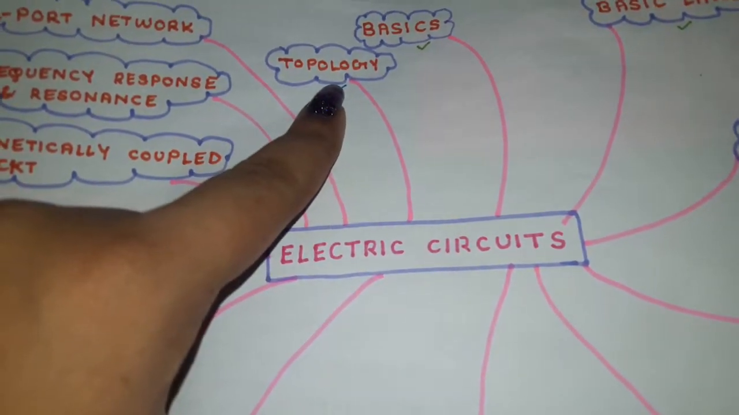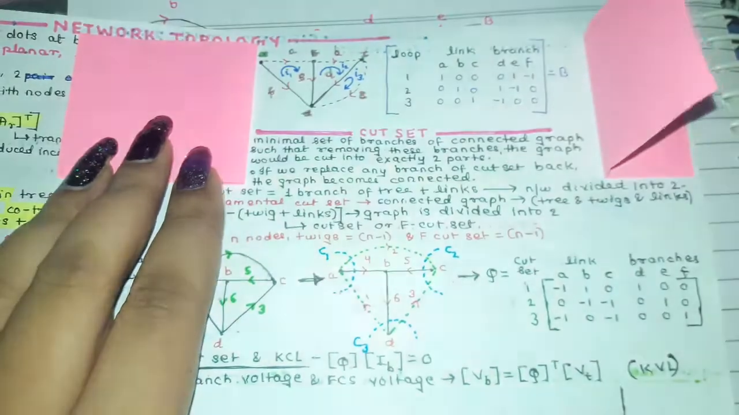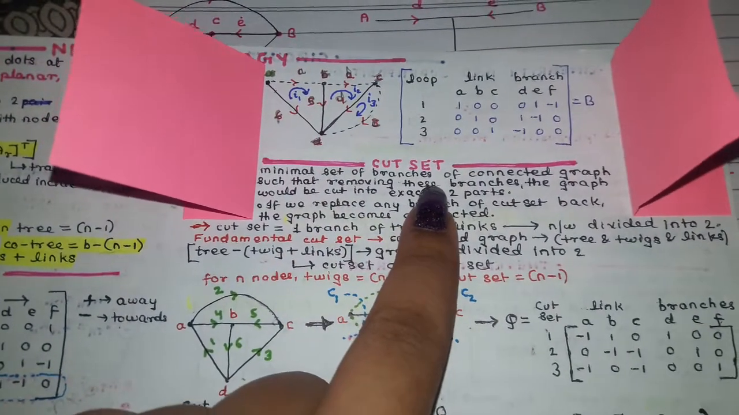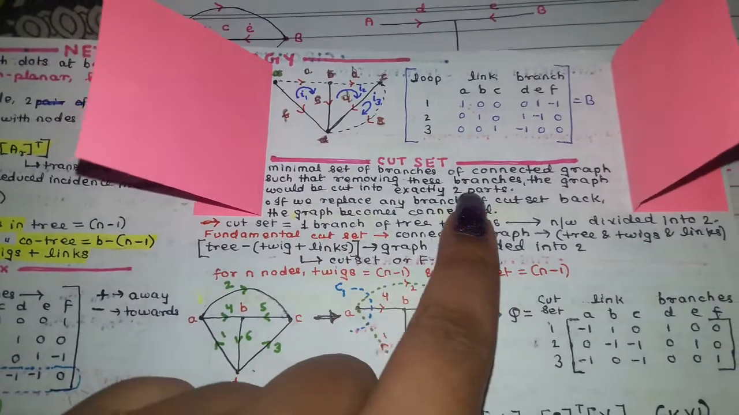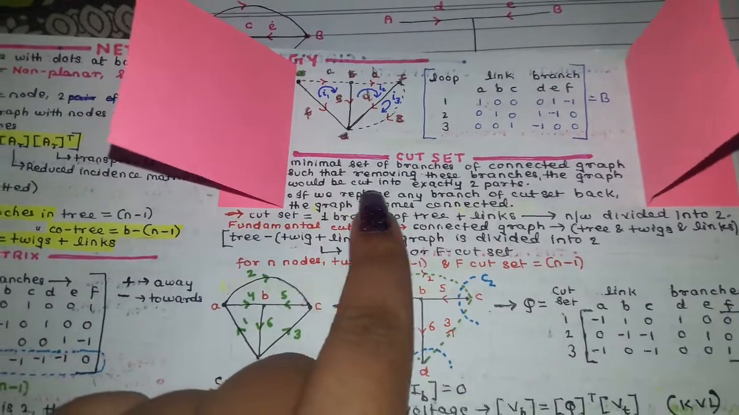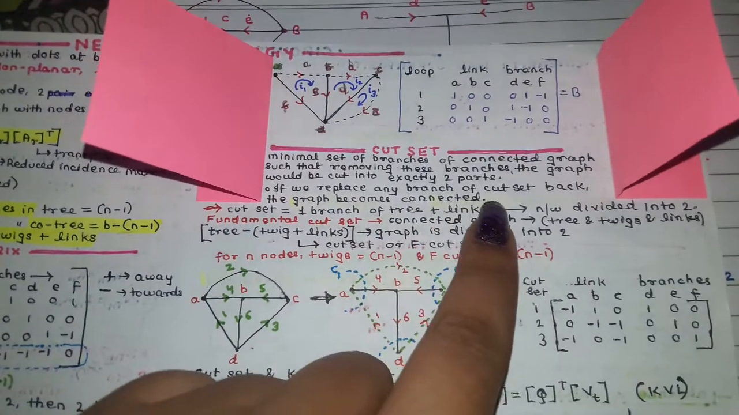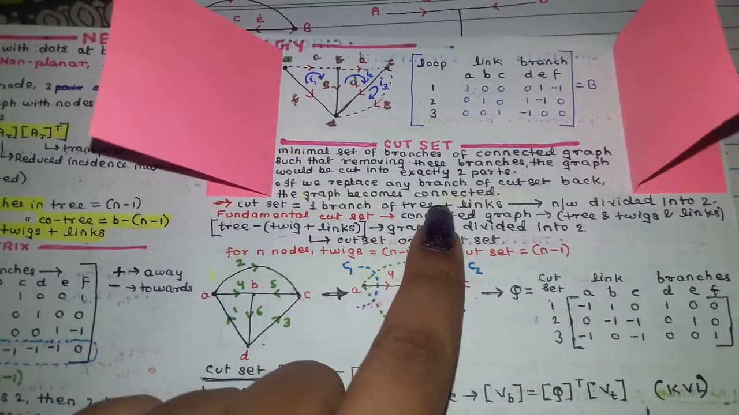Let's move on to the last part of topology. Lastly, in topology, we have the cutset matrix: a minimal set of branches of a connected graph such that removing these branches, the graph would be cut into exactly two parts. If we replace any branch of the cut set back, the graph becomes connected.